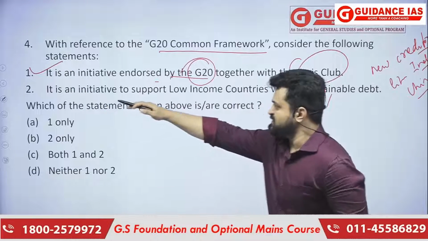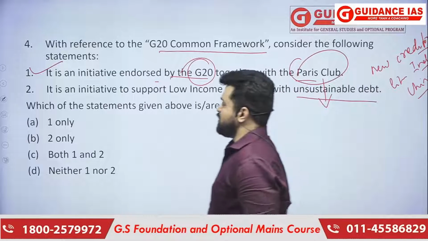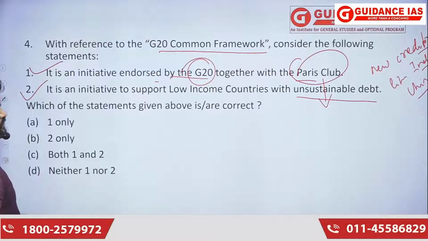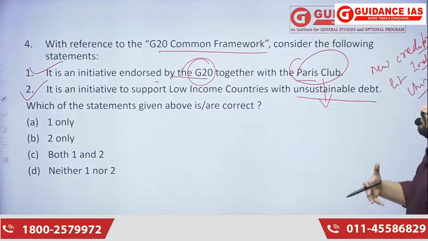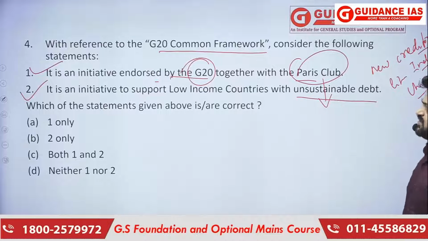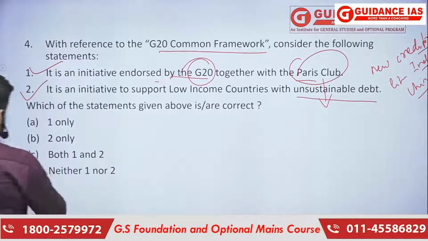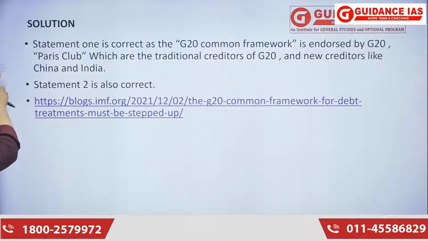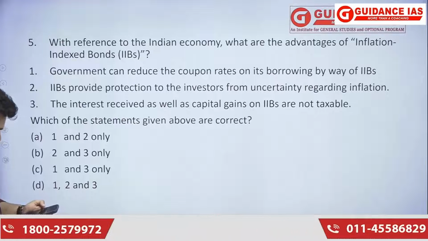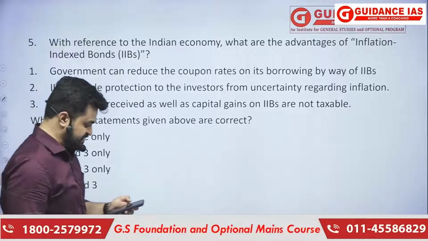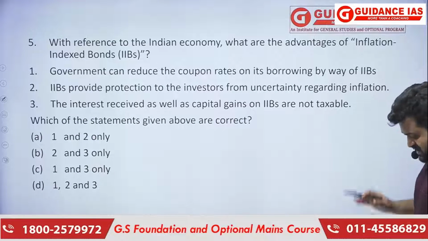And second statement, that it is an initiative to support low-income countries with unsustainable debt. That statement is also correct. Okay, so countries like Ethiopia, Chad, these countries have been provided the benefit through this framework. Okay, so the answer is both 1 and 2. Okay, coming to the next question, that is, with reference to Indian economy, what are the advantages of inflation indexed bonds?